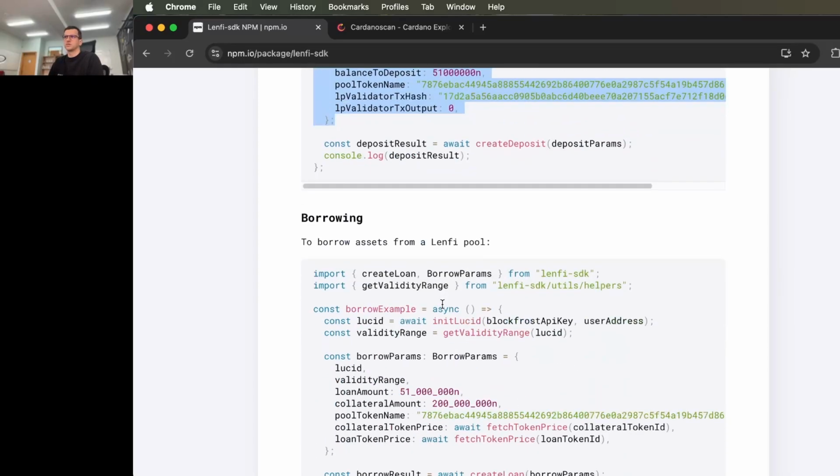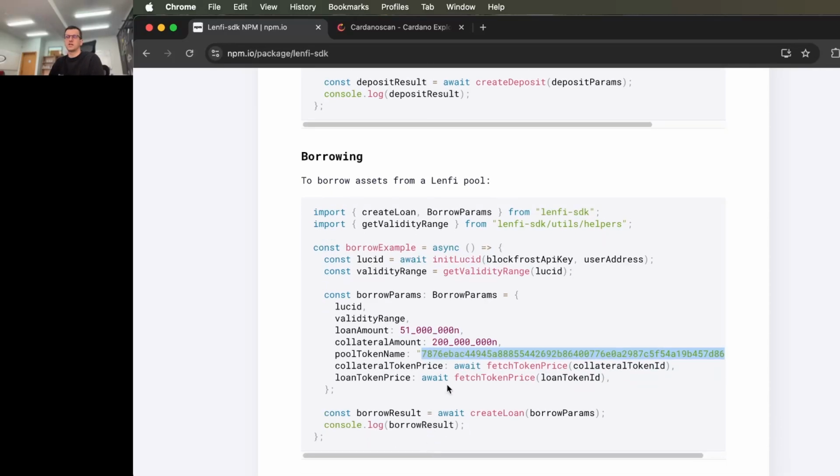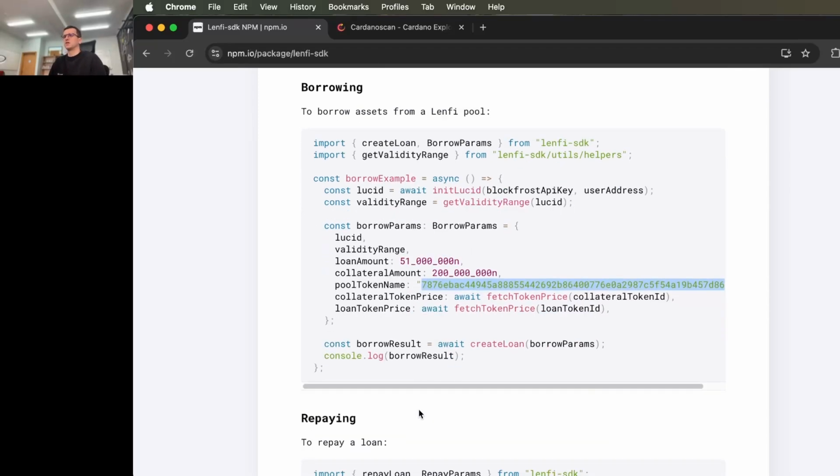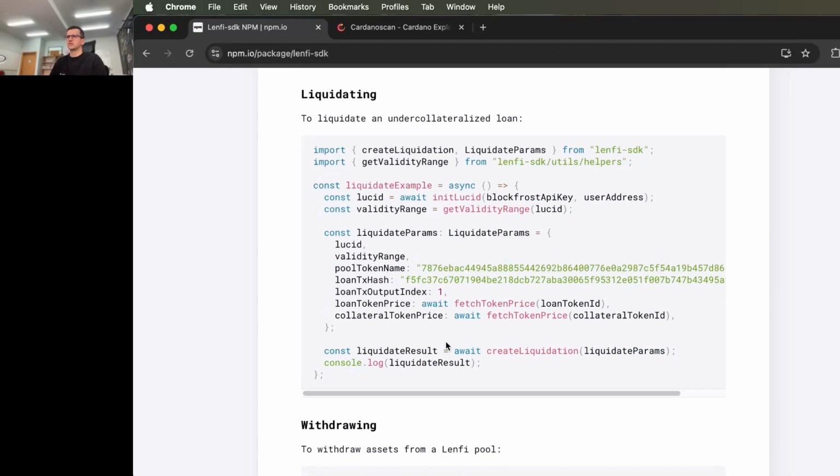Here is another example where the user is borrowing 51 million Lovelaces by providing some collateral from this pool. The pool token name is a unique ID of the pool. Every pool has a unique token name, and the policy IDs of the pool NFTs are all the same. So just by having a pool token name, you can identify which pool the user wants to interact with. There are multiple other actions and parameters on the public link, so you can see examples of exactly how to use it.